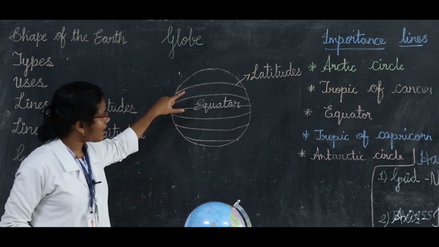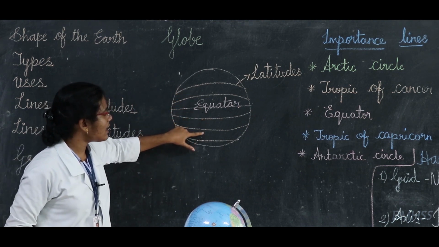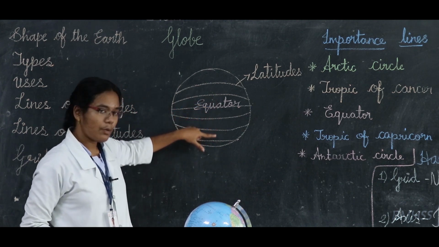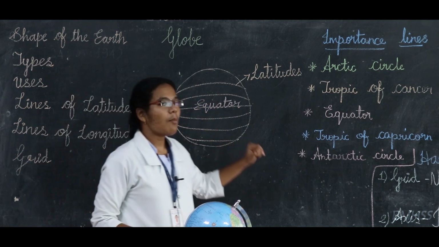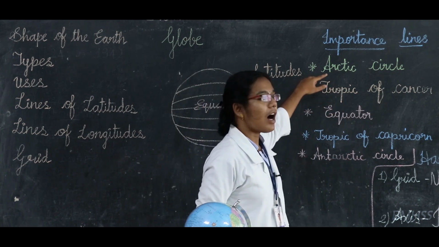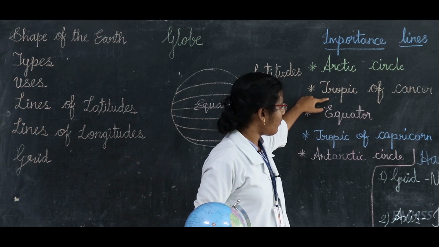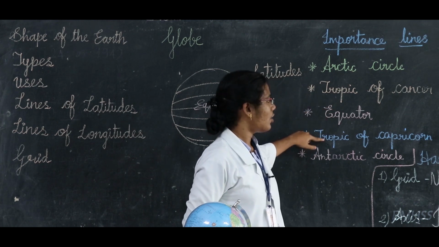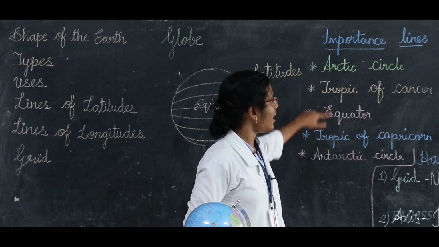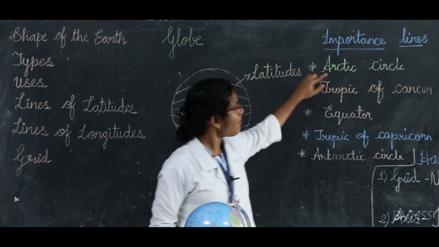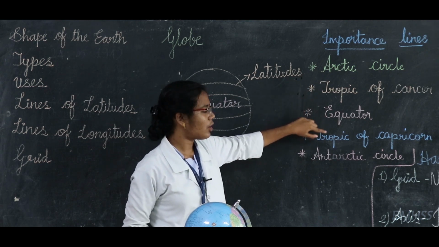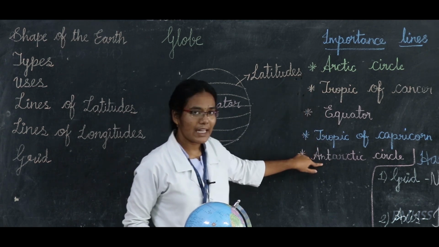The lines passing parallel to the equator are called latitudes. Some of the important lines of latitudes are: Arctic Circle, Tropic of Cancer, Equator, Tropic of Capricorn and Antarctic Circle. These are the 5 important lines of latitude.